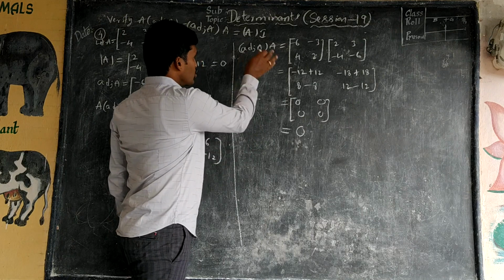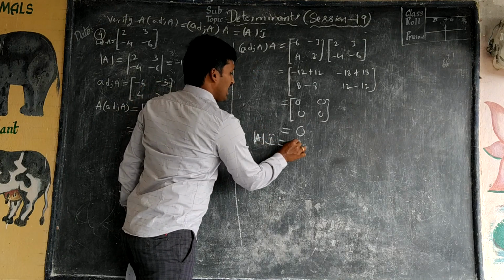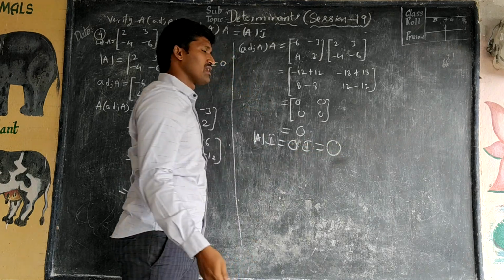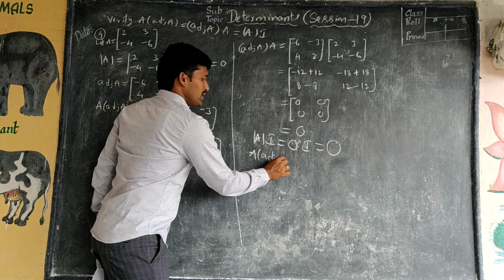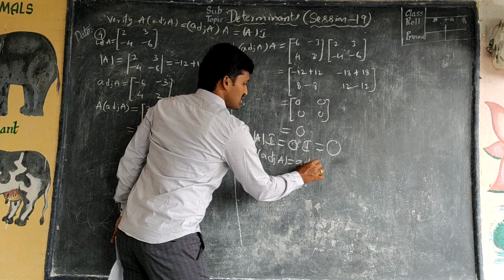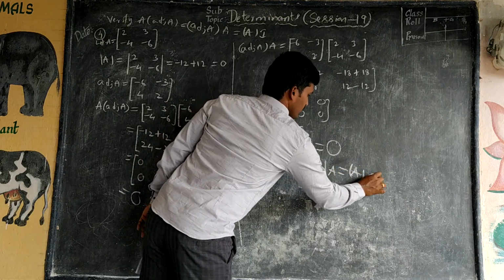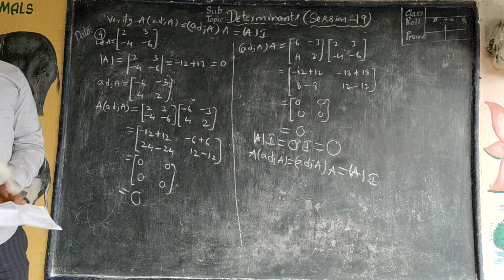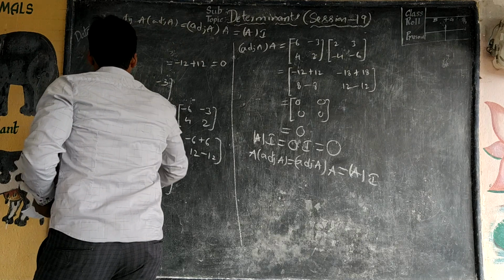Now these are our two parts. Coming to det A into I: det A is clearly 0 into the I matrix, so totally we get the null matrix only. So all values are satisfied. A into adjoint A equal to adjoint A into A, that is equal to det A into I. This is a simple way to prove this statement for 2 by 2. Similarly, you can verify it for 3 by 3 also.